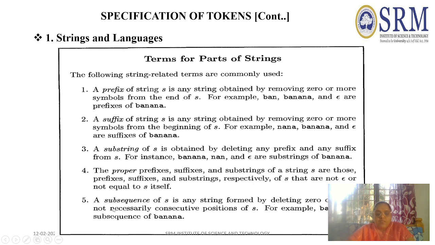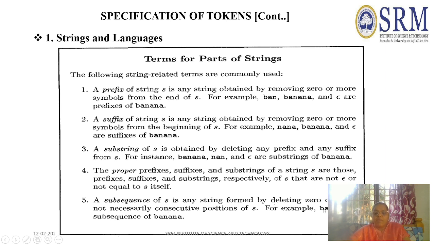And then coming to a subsequence of string S, it's formed by deleting 0 or more, not necessarily consecutive, positions. So far the prefix and suffix are meant for consecutive positions. Say for example, if I am removing A from here, and if I try to remove N, then I have to remove it like NA for prefix. Similarly for suffix, if I remove B, that's fine. If I go with another letter, say BA, consecutively it has to be removed. BA suffix has to be removed.